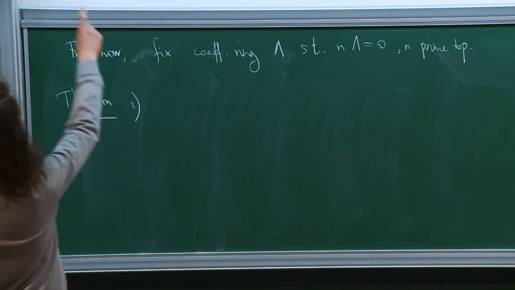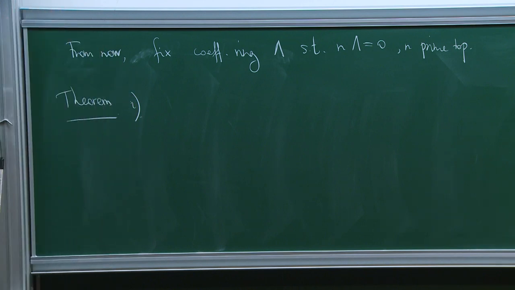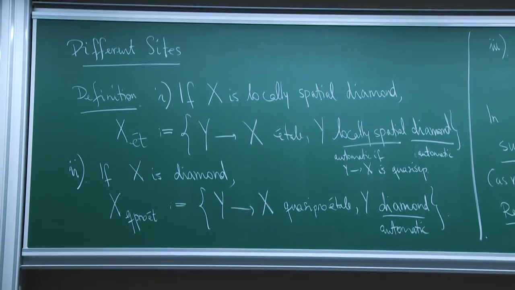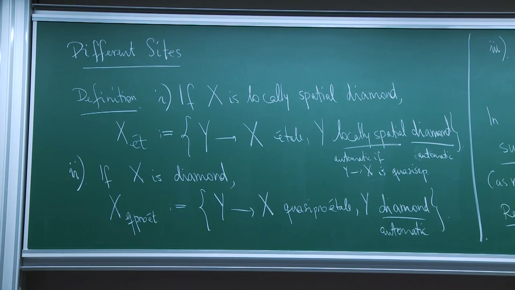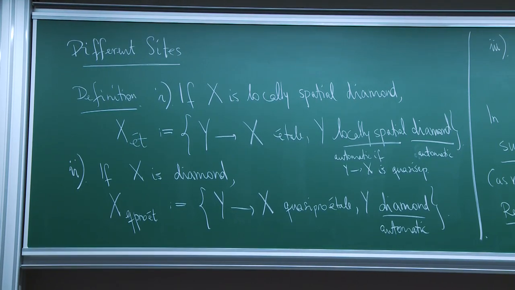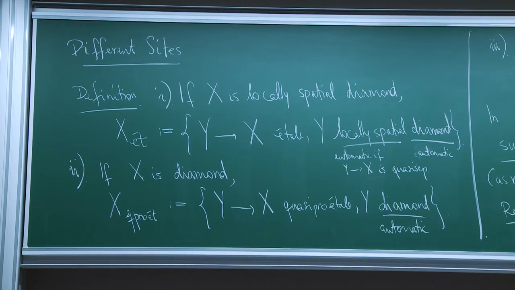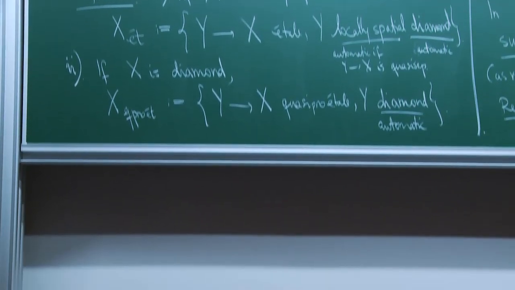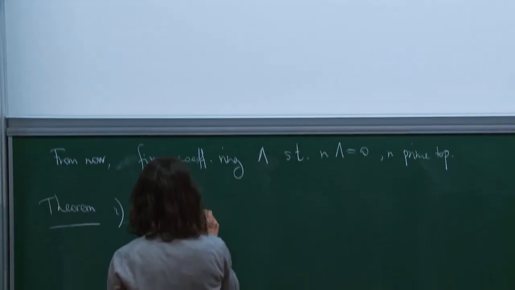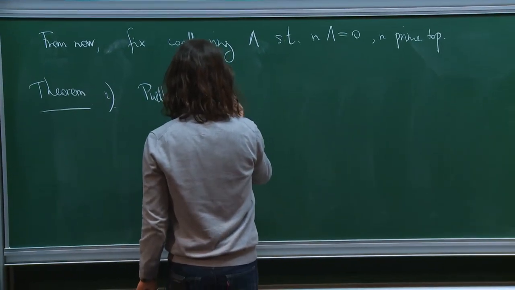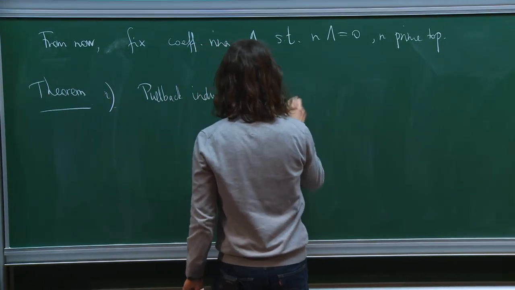So of course there are maps of sites, and then also these are very nice sites. So we get all associated maps of topoi. So you can pull back sheaves from the etale side to the quasi-proetale side, and then further back to the V side. And these pullback functors turn out to be fully faithful. So these are embeddings.